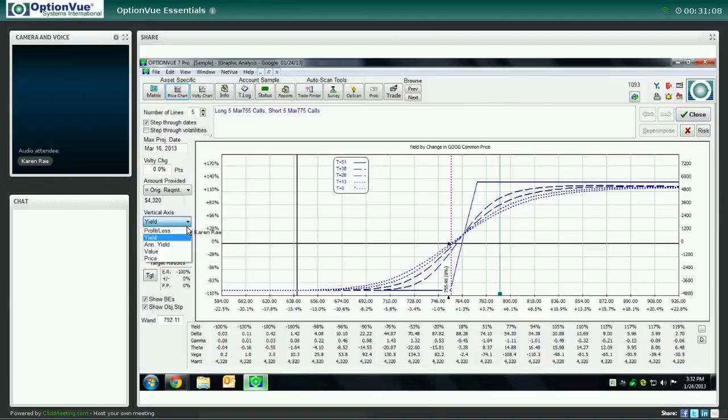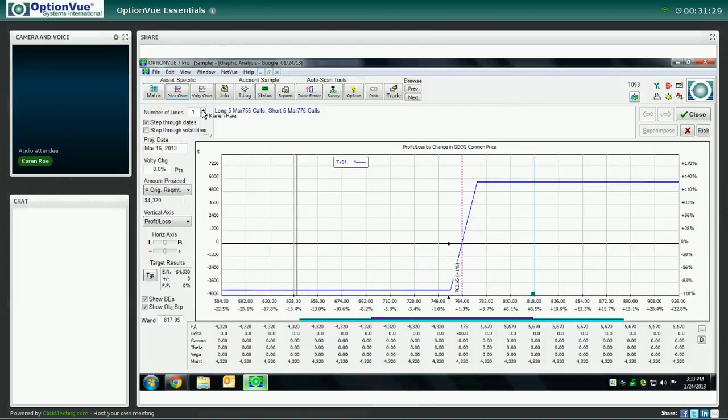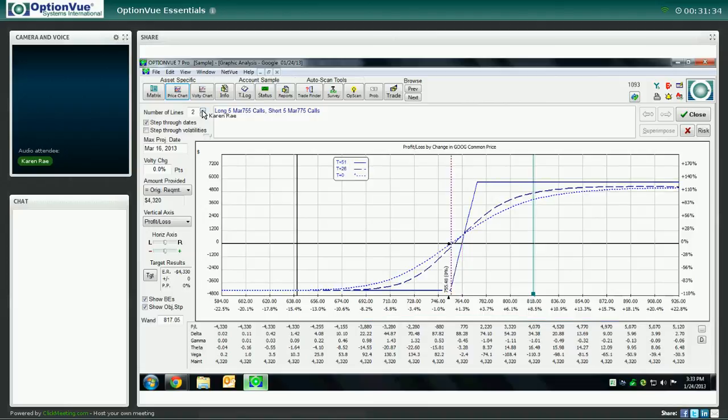I want to also look at profit and loss. Okay. So now I can see I'm making a profit of about, well, anywhere from 1,700 on up. I can also look at more than one timeline. I can go down to 4 timelines, 3, 2, or just at expiration to make it less cluttered. I can see T plus 51 only at expiration. If I want to see how much money I would make or lose in between now and March expiration, I can set any time that I want.